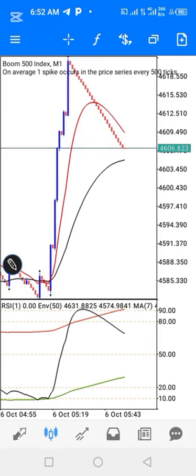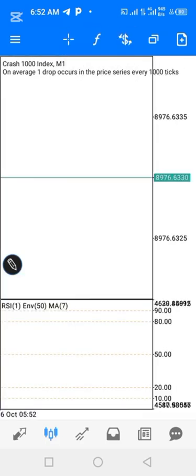Now this is for boom. On crash, you can use it on any time frame, but I would advise you just stick to the 1 minute and 5 minute time frames. If you are going on the 15 minute time frame, that means you are extending it. You are no more scalping again. You understand? You are actually going for a long time, and you can take more than 25 to 50 pips as the case may be. Right.